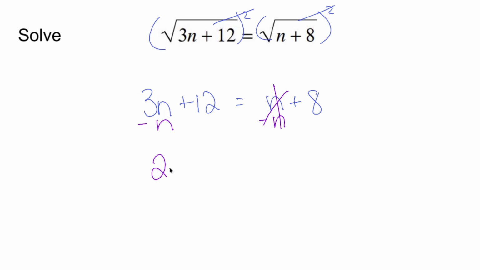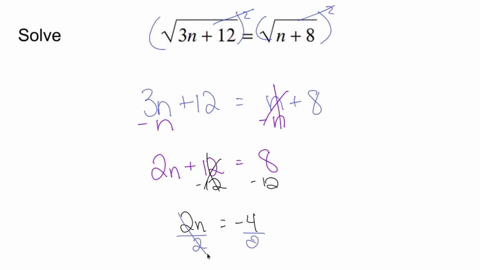3n minus n is 2n. Drop down the plus 12, drop down the equals, drop down the 8. Now let's subtract 12 from both sides like we normally would. Okay, 2n equals negative 4. Divide both sides by 2 to round this problem out. Negative 4 divided by 2 is negative 2.